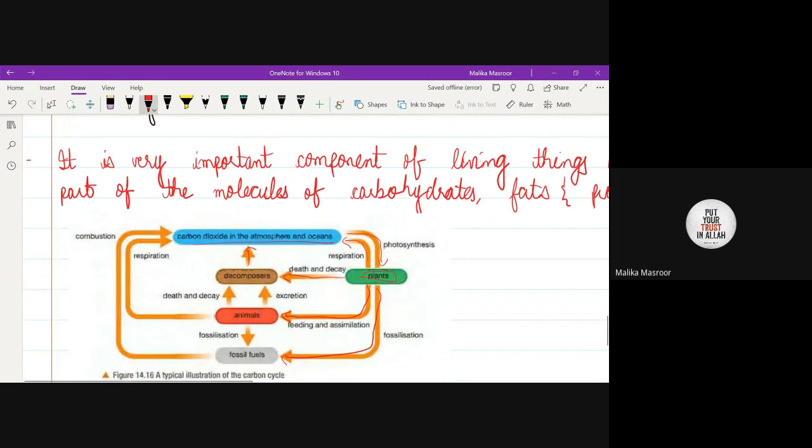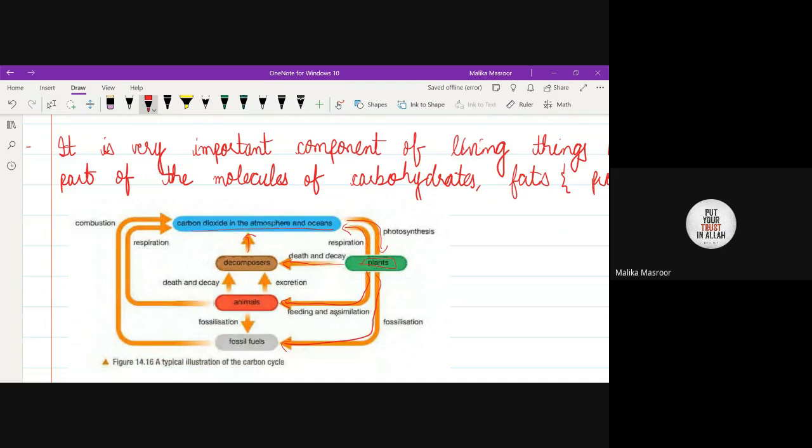Coming to animals, firstly they are taking in carbon from plants when they are feeding on them. And when animals excrete and when animals die, they are giving the carbon to decomposers. Decomposers are returning it back into the atmosphere and the oceans. And animals are respiring as well. Sorry, I forgot this. Then when animals are not broken down properly, fossilization takes place. They also form fossil fuels.